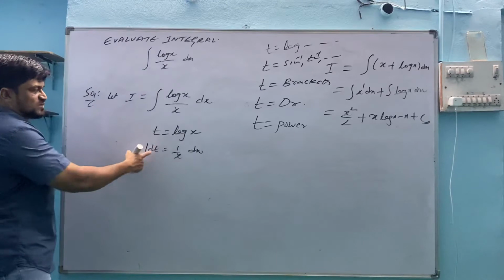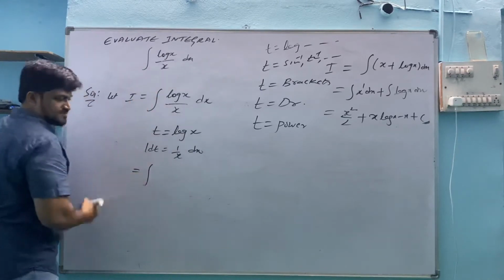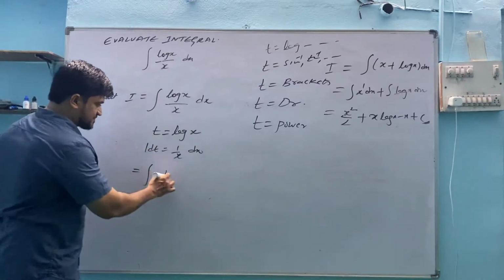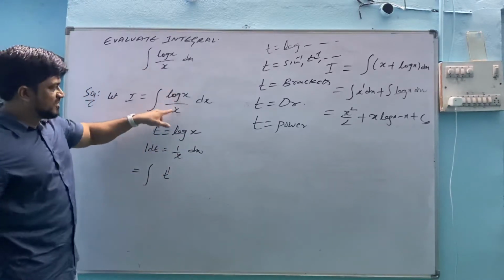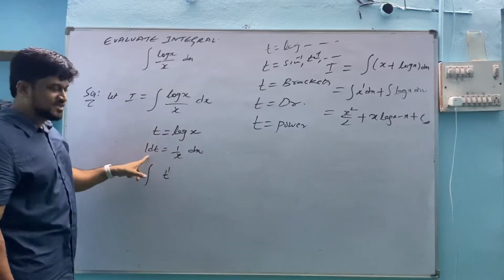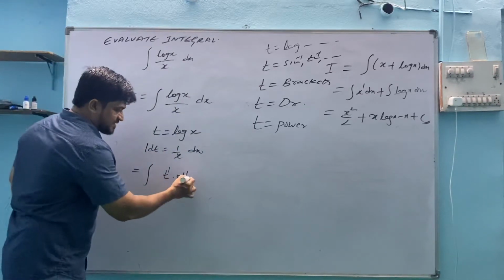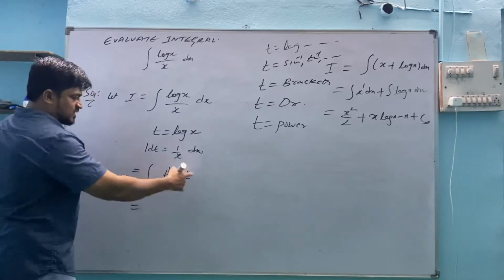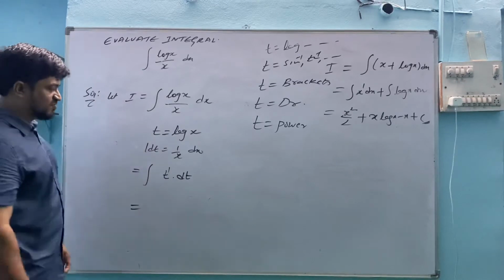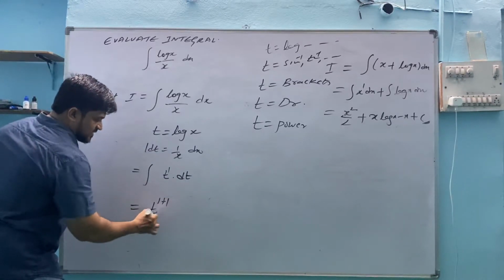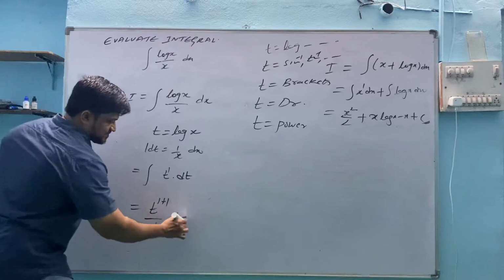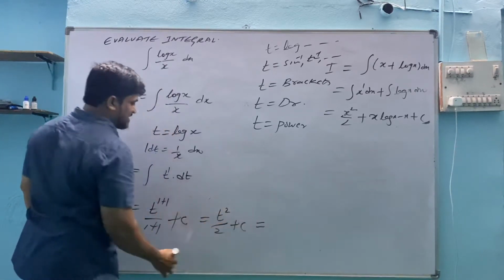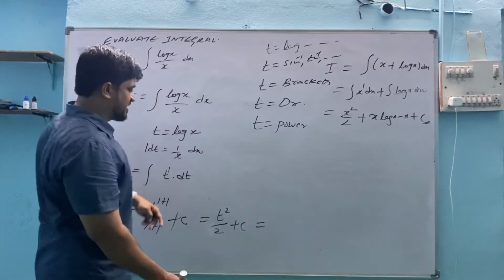Now these two values we have to substitute in this question. Log x, what is log x? t. Log x is gone. 1 by x dx is how much? dt. Don't take dt in the denominator, just take it beside. Now think this total thing is in x form. x power 1 plus 1 by 1 plus 1 plus c. So this is t square by 2 plus c. Replace the value of t, recall it, log x.